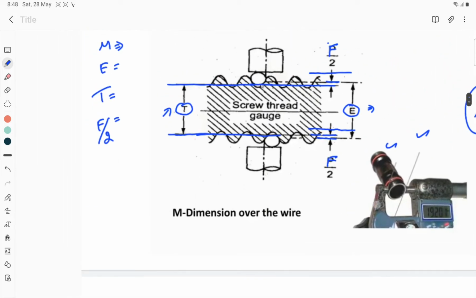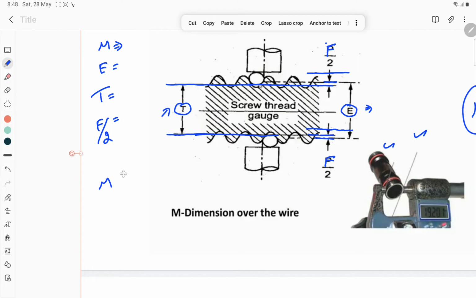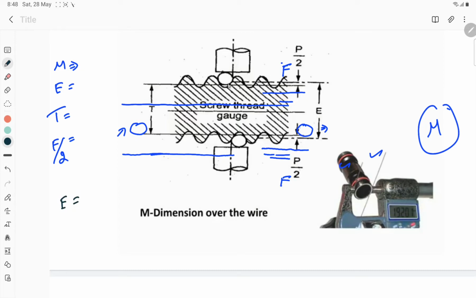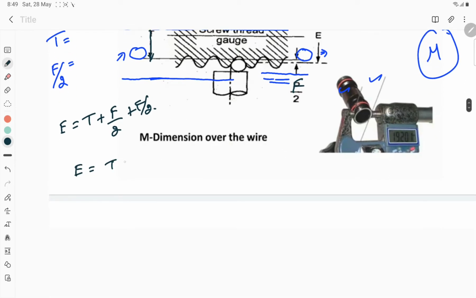So what is the effective diameter now? From the picture we can understand that capital E, the effective diameter, is nothing but this T distance plus F by 2 plus F by 2. You can see here, this F by 2, this F by 2 plus T will give you the effective diameter. So E is nothing but T plus F.